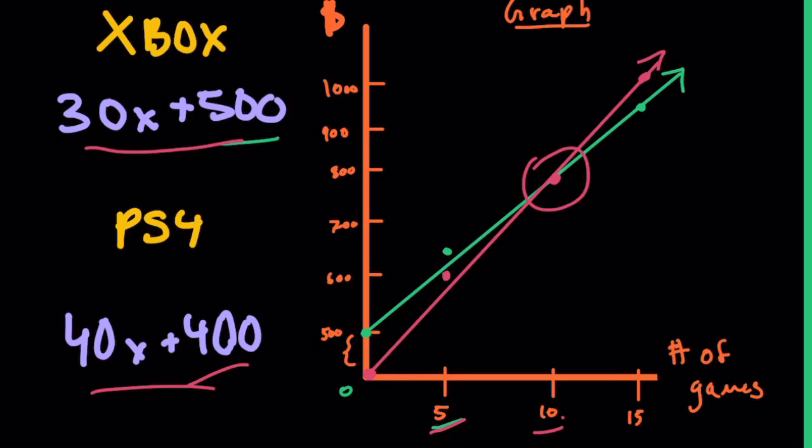So again, when you're going through decision-making processes, if you weigh these two options and you look at the number of games you're expecting to buy, you can make an informed decision, and that's how functions are applicable in a practical sense.